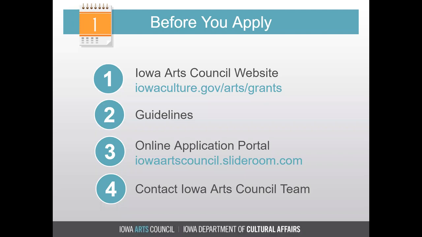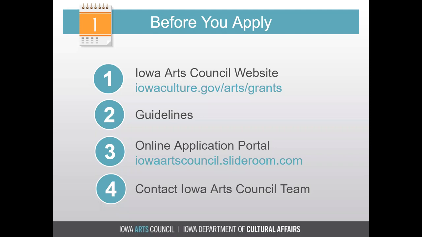Step three, visit the Iowa Arts Council's application portal, which is noted on this screen, iowaartscouncil.slideroom.com. Here you will be able to view a summary of application requirements by clicking on the link to the program that you wish to apply for. To review the full application requirements, you must create an account on Slideroom and log in. After logging in, you will have access to the narrative questions, word limits, and upload requirements. All material must be submitted online via Slideroom. The Iowa Arts Council does not accept any material submitted via email or accept late material after a deadline passes.